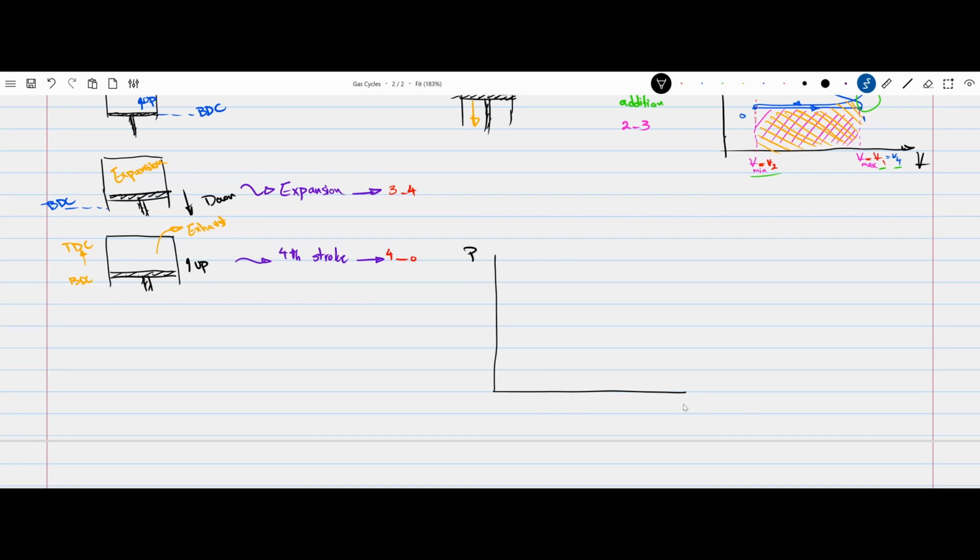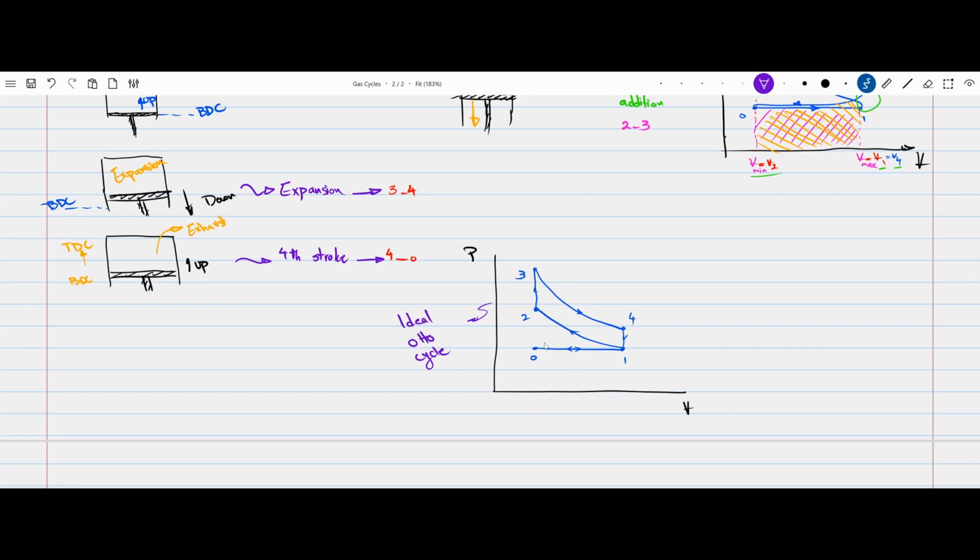So this is P, this is volume, 0 to 1, 1 to 2, 2 to 3, 3 to 4, and 4 to 1. Putting the small arrows just to show where the cycle moves, 0 to 1 and 1 to 0. So this is the ideal Otto cycle.